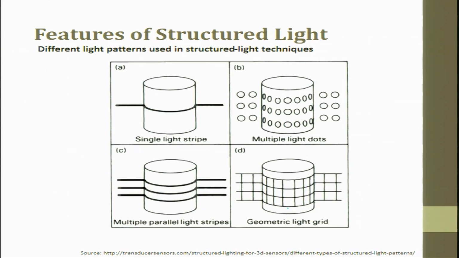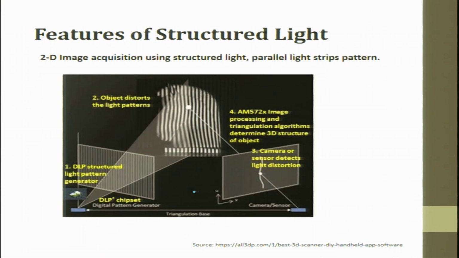So, these are the different types of structured light: a single light strip, multiple light dots, multiple parallel light strips, and geometric light grids. These are projected and then the details are collected. So, this is how it is.